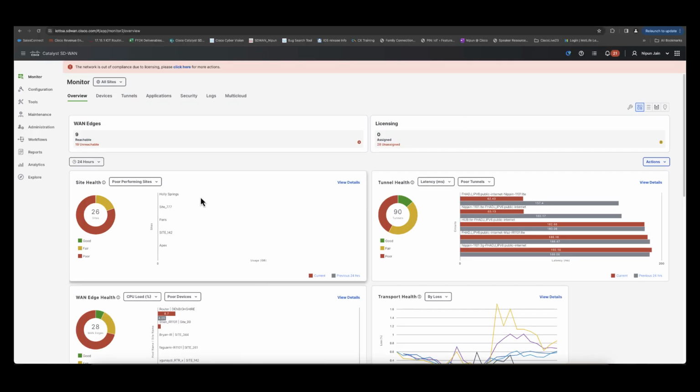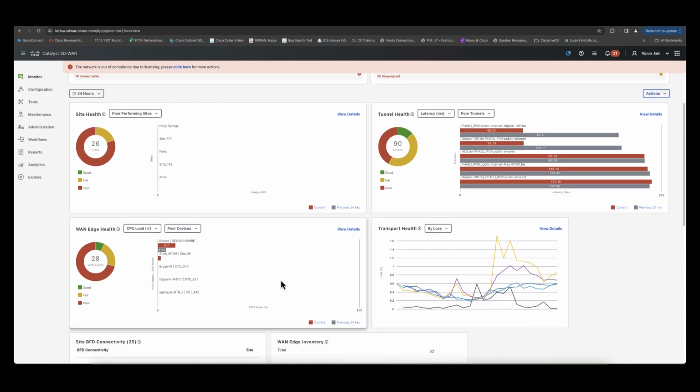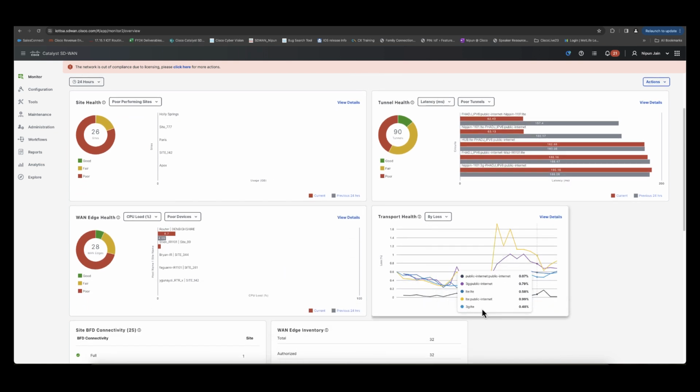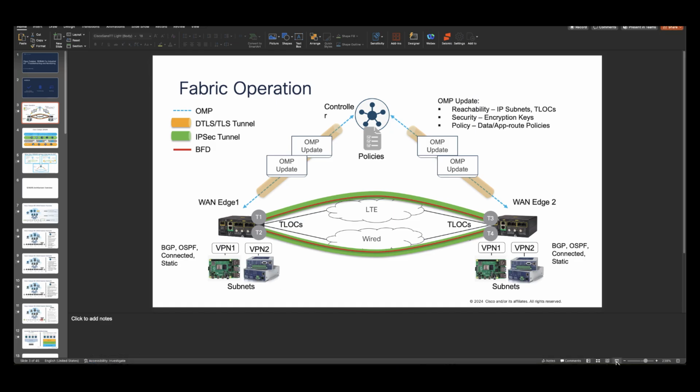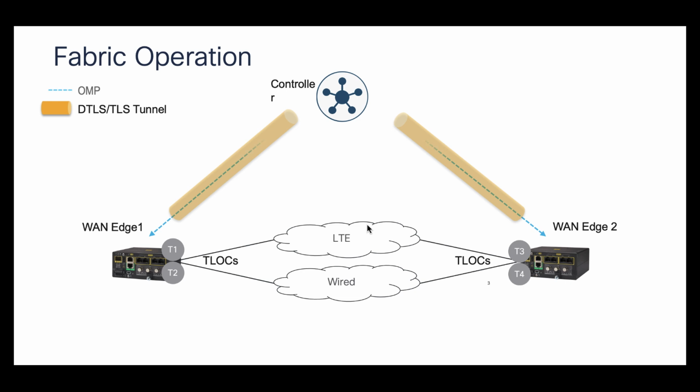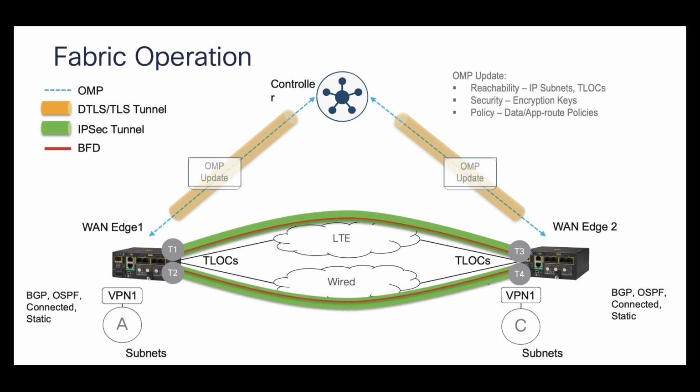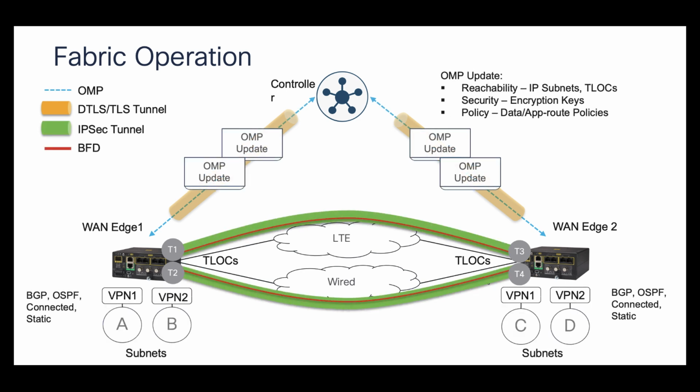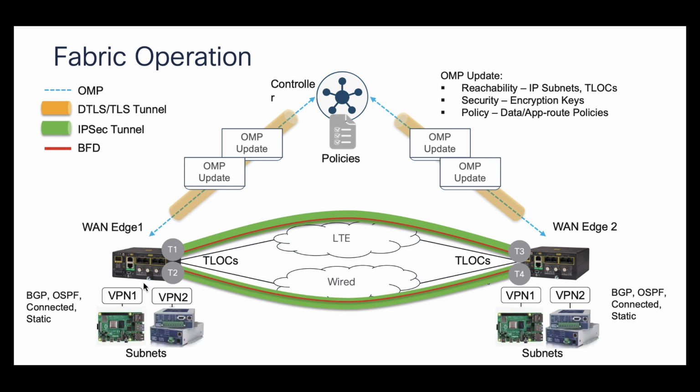All right, so going back to the SD-WAN Manager UI, we can see that we have the site health, tunnel health, the WAN edge health, and transport health metrics. And as you saw in this diagram, the issues could be in multiple places. So we could have issues with the data tunnels between T1, T2, and T3, T4.